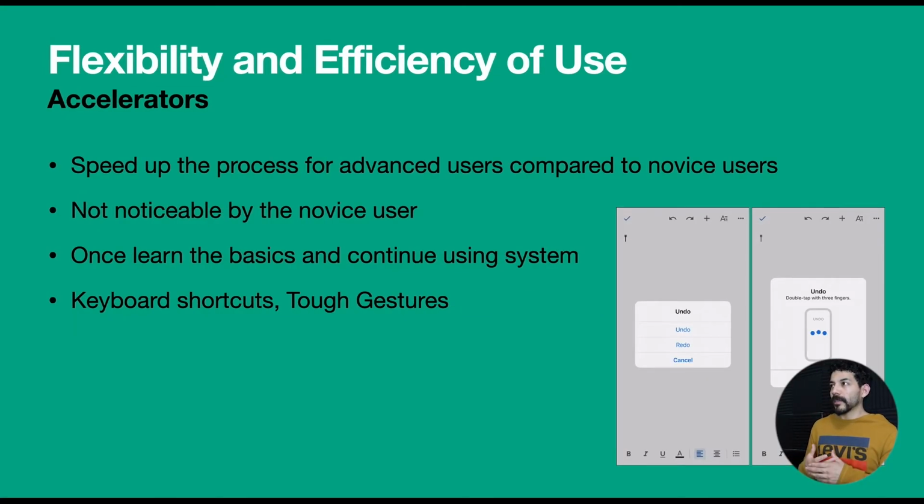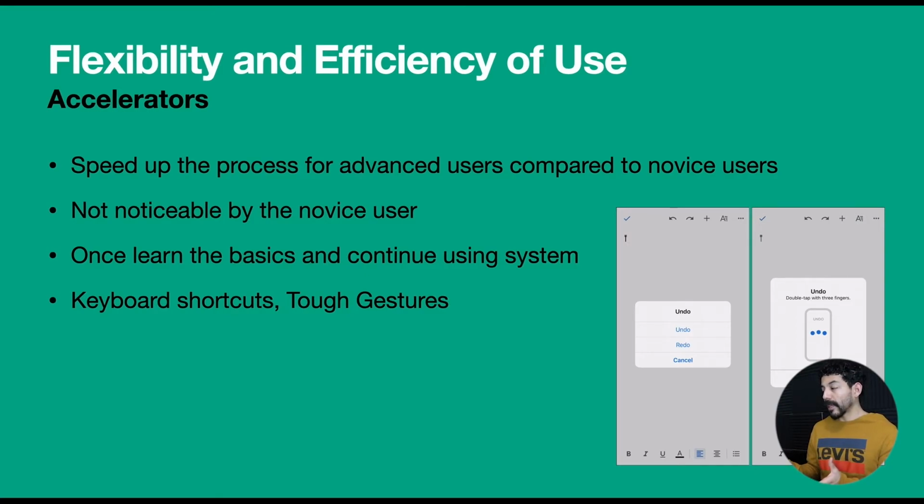So the next one is flexibility and efficiency of use. These are basically accelerators. It's something that's not noticeable to the novice user, but it's there. So this speeds up the process for advanced users. Once you learn the basics and continue using the system, you could do this. So these are either keyboard shortcuts or touch gestures.